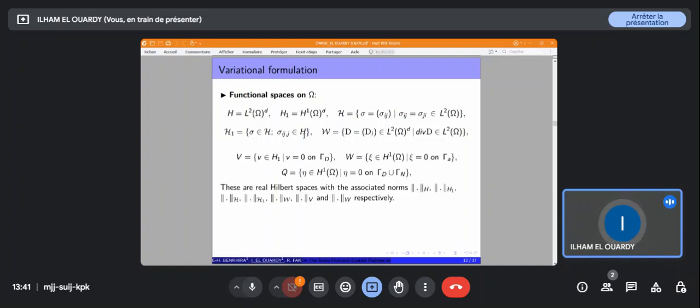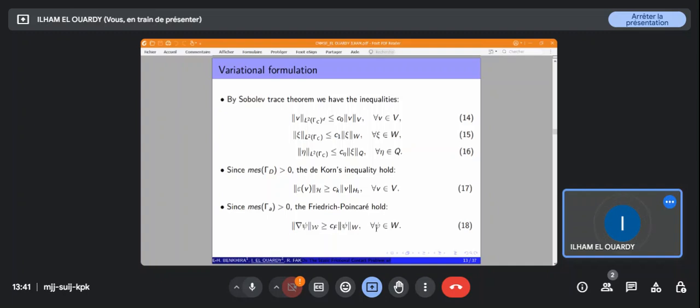Also, the Dirichlet conditions allow us to define the following closed spaces as follows. These spaces are real Hilbert spaces with their inner products and associated norms respectively. On the other hand, the conditions on the contact zone help us to define the following closed convex subsets for the admissible displacement field, electric potential, and temperature field respectively.